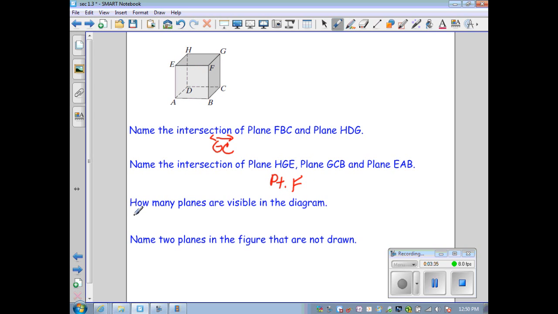How many planes are visible in the diagram? Going counterclockwise, we have 4 visible planes. Then we have a top and a bottom. That would give us 6 planes.